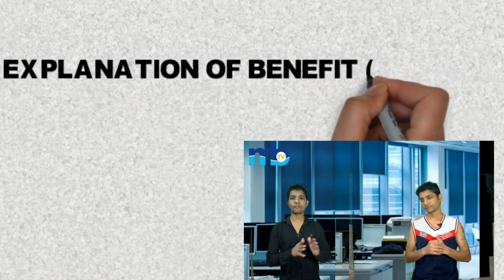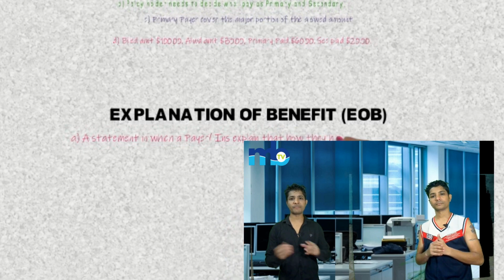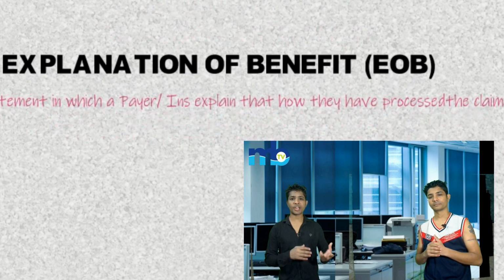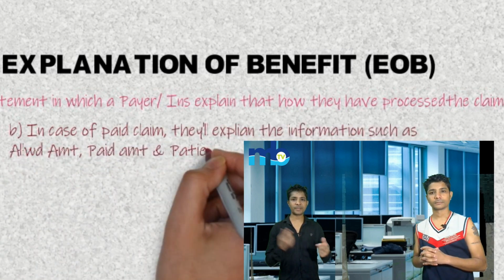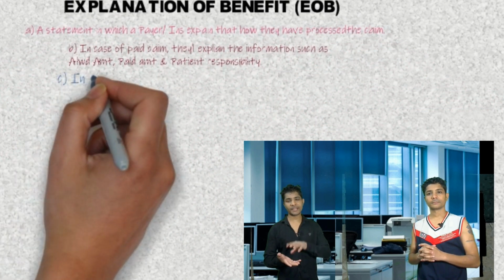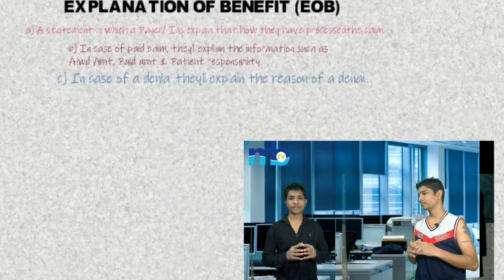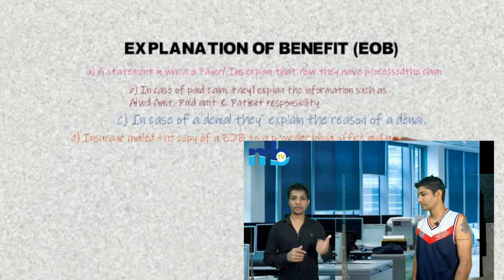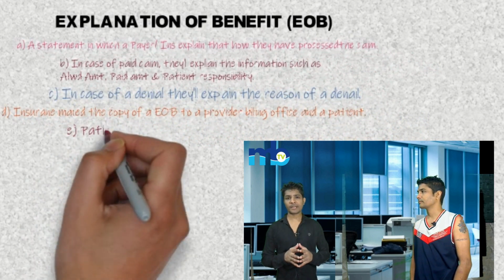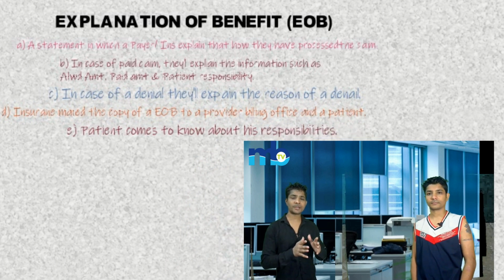EOB means explanation of benefits. As the name suggests, someone is giving an explanation of some benefits. Because we are talking about health insurance, we'll talk about the insurance company, provider, and patient. It is a statement which explains how the insurance company processed our claim and what benefit they are providing to us on that claim. In simple language, it is a statement providing information on how they have processed our claim.